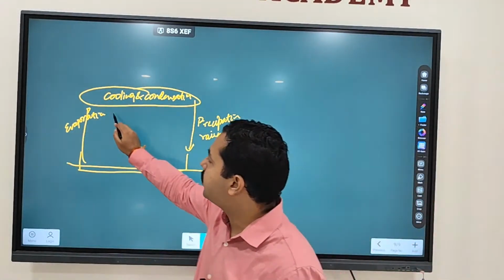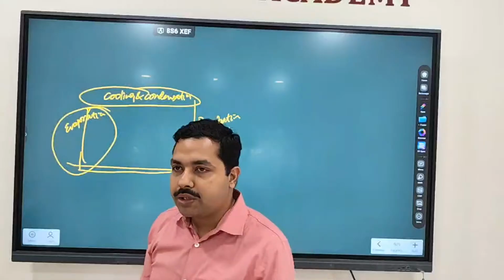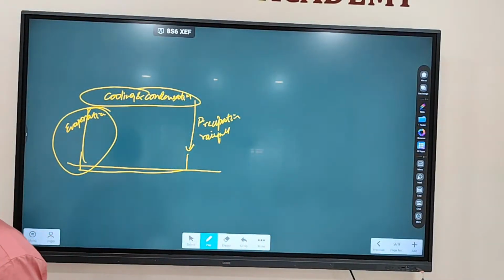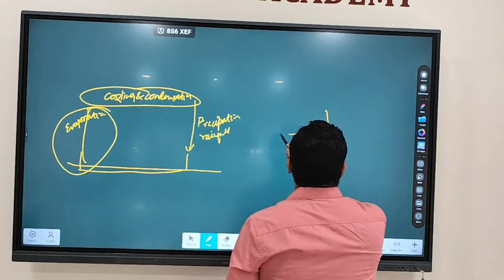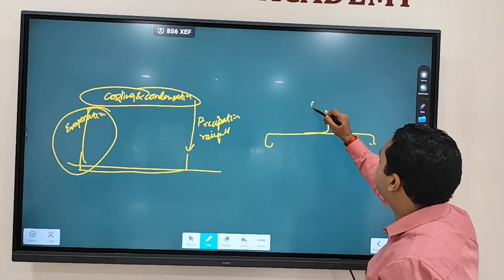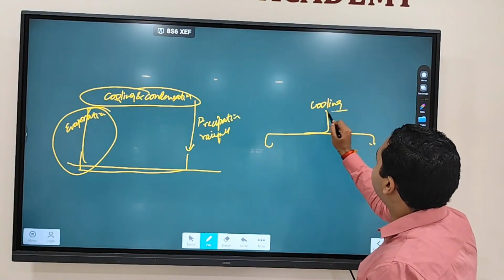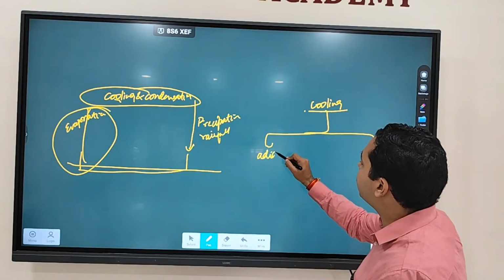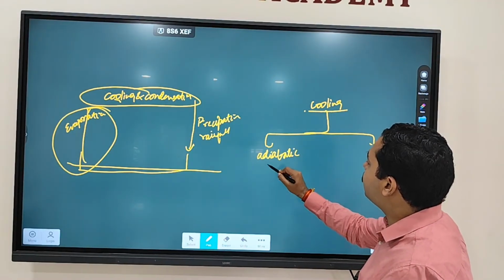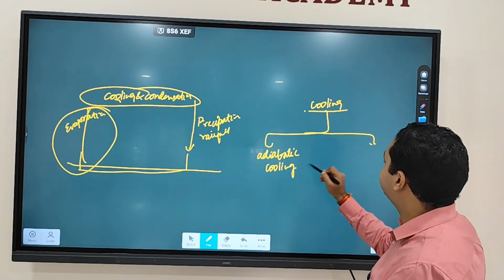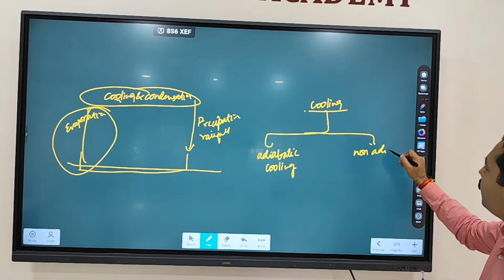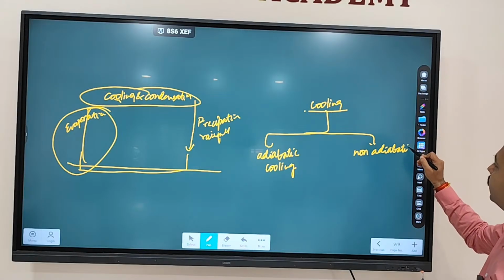So now we are done with this part: the evaporation part, humidity, evaporation, and the factors affecting evaporation. Now, secondly, we are coming to the condensation part. Cooling and condensation. How is it happening? Generally, you have two processes of cooling, which we have discussed earlier. One is adiabatic cooling and another is non-adiabatic cooling.